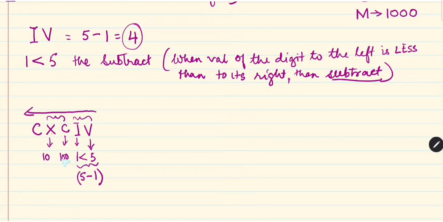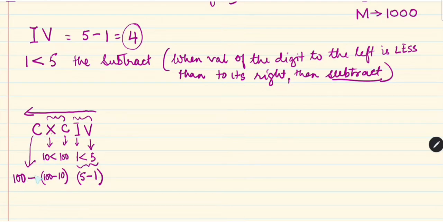And 10 is less than 100. So 10 is to the left of C. So when the value to the left is less than the value to the right, we subtract. So what do we do here? It's 100 minus 10. And use brackets, all right? You have to complete all the subtractions first. And then finally, we are left with the C on the extreme left-hand side. And that has a value of 100.